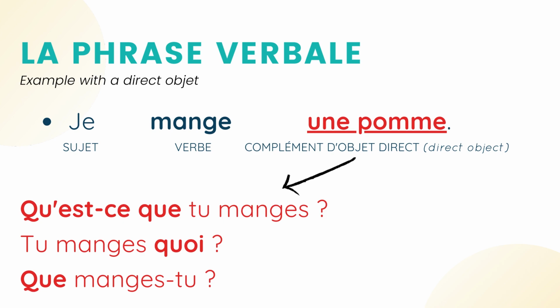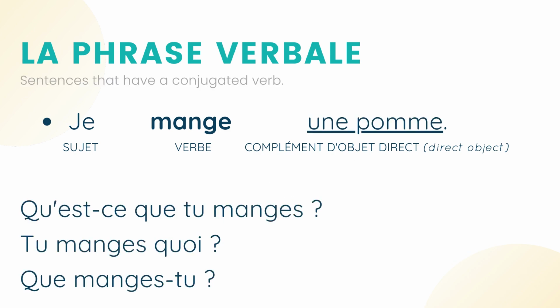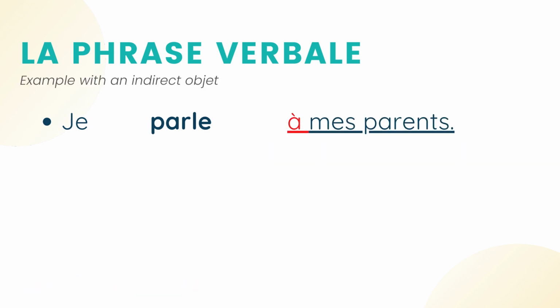So, to find the direct object in French, you need to ask yourself what or whom, for instance. Let's say I'm saying I'm eating my wife, je mange ma femme. That will be the same process. Je mange qui? I'm eating whom. Okay? Complément d'objet direct, direct object. But for today, I want you to talk about indirect object.